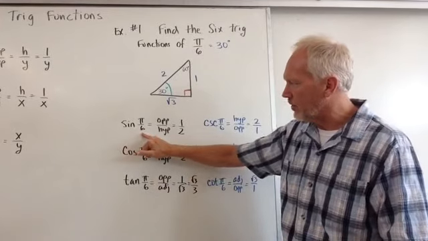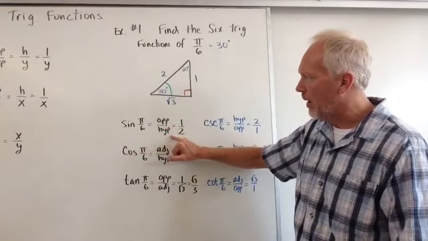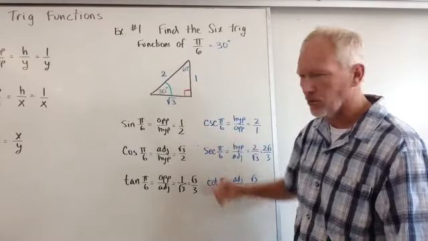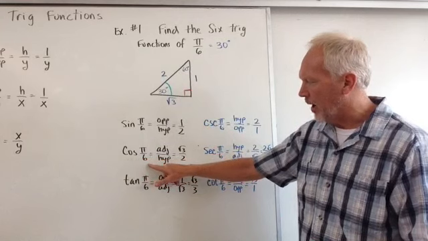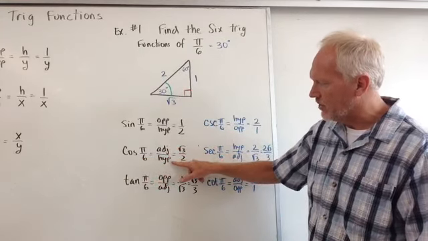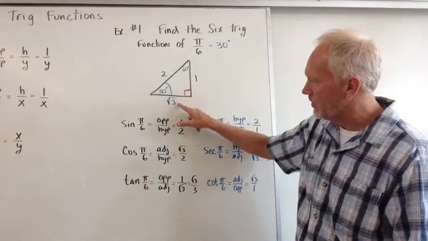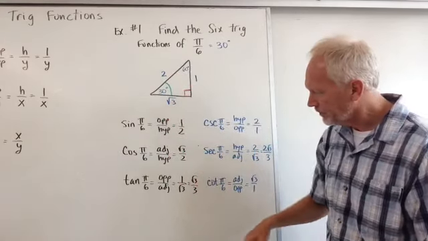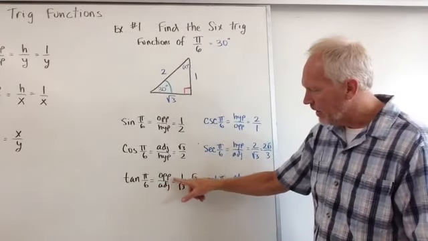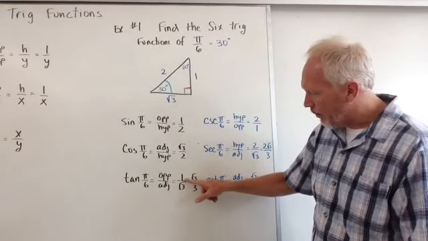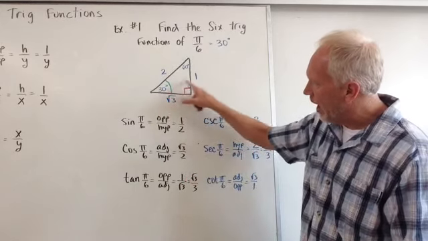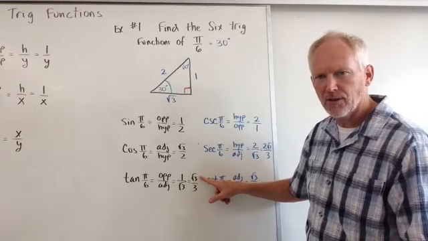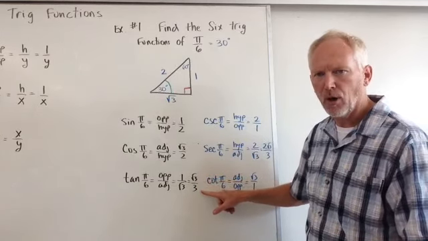So sine of pi over 6, well, it wants the opposite over the hypotenuse. So here's 30. The opposite side is 1. The hypotenuse is 2, so 1/2. Cosine of pi over 6. Well, that's the adjacent side over the hypotenuse. Adjacent side is root 3 over the hypotenuse, which is 2, so root 3 over 2. Tangent of pi over 6 is opposite over adjacent, so 1 over root 3. And after we rationalize the denominator, we end up with root 3 over 3.